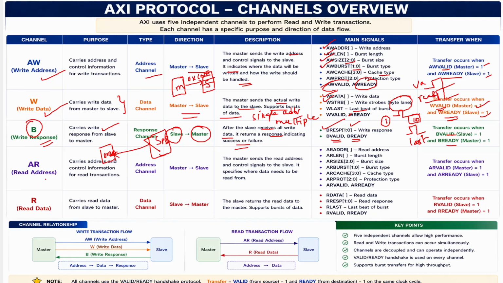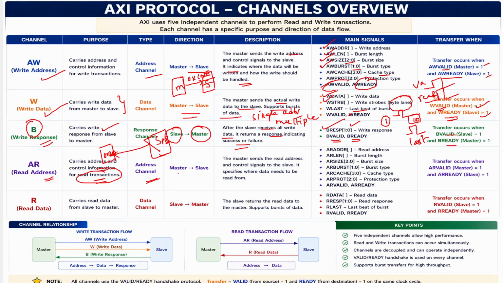AR address channel means read address channel. This also carries the information of read transactions. Just as the AW address channel carries the configuration and control information as well as the write transaction, the read address channel also carries the read transaction as well as some control information.